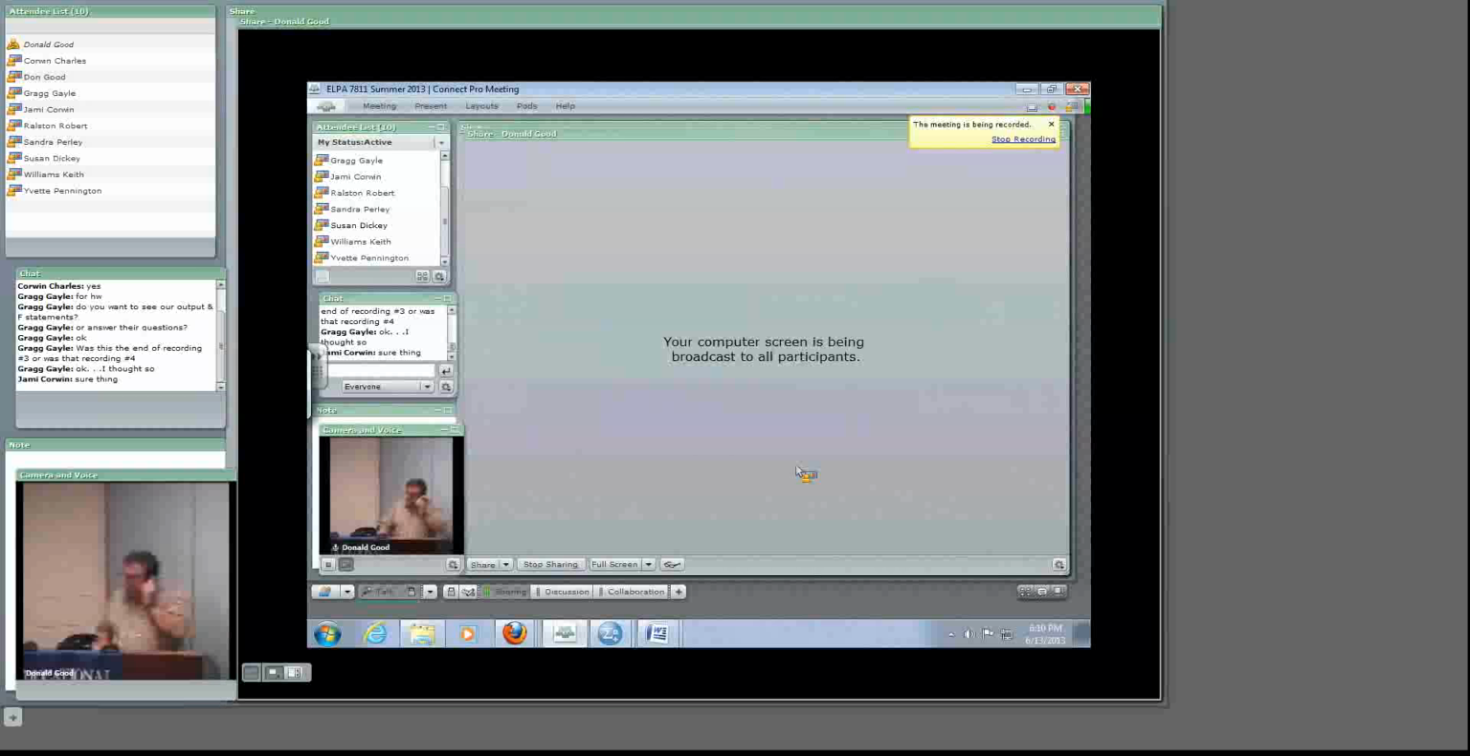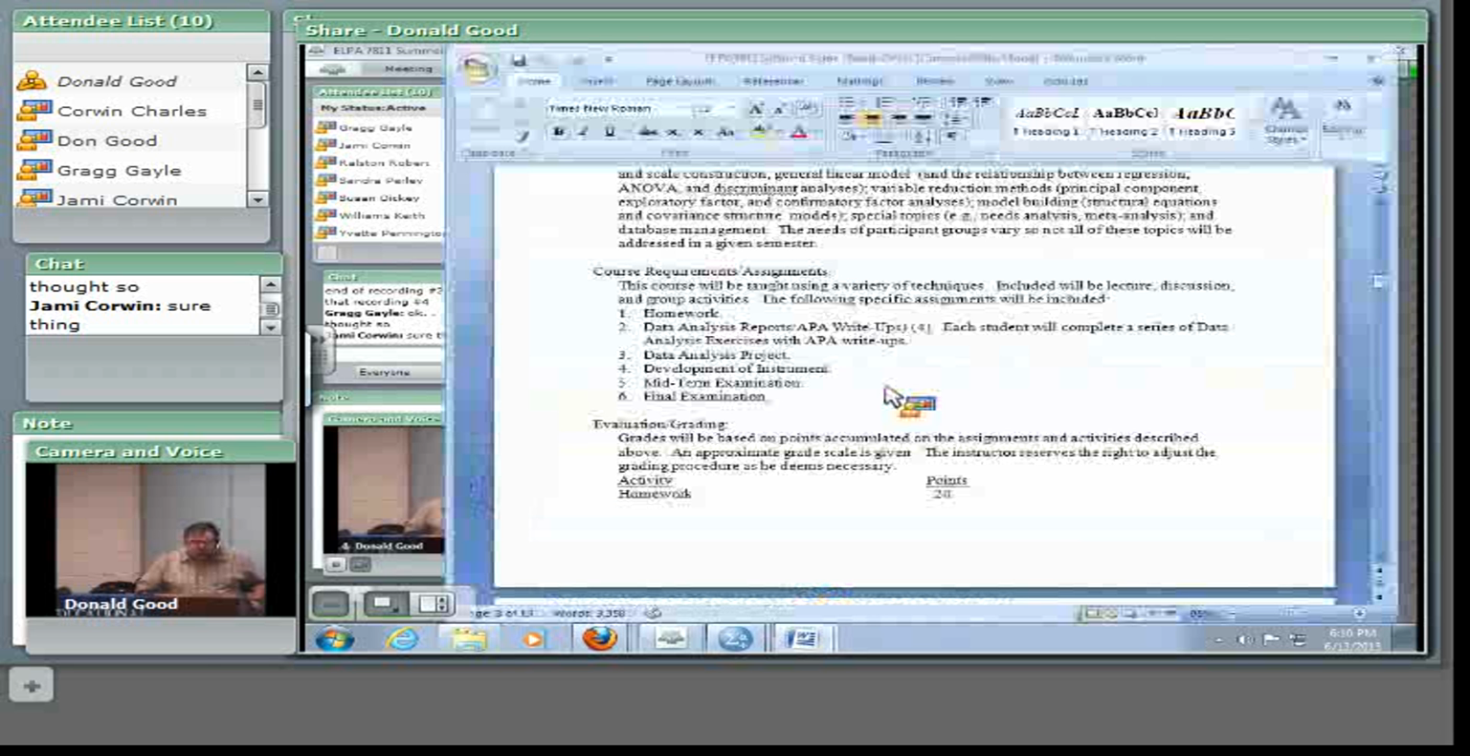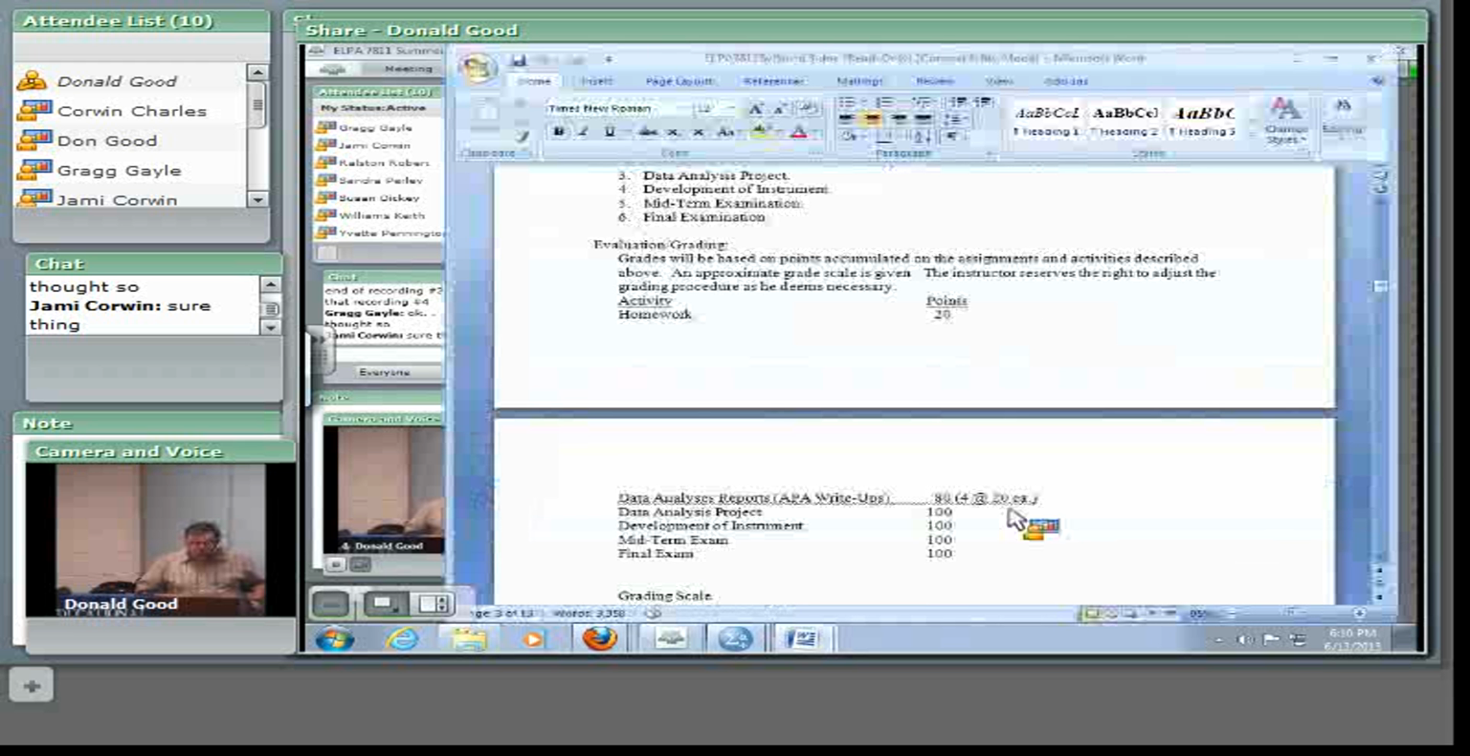Okay, I want to talk a little bit about what your syllabus calls the data analysis project. If you look at the syllabus, it doesn't explain a whole lot, and that's because I'm going to talk about it now. The syllabus just simply says data analysis project on one of the course requirements assignments, and then down below it says that it weighs 100 points.